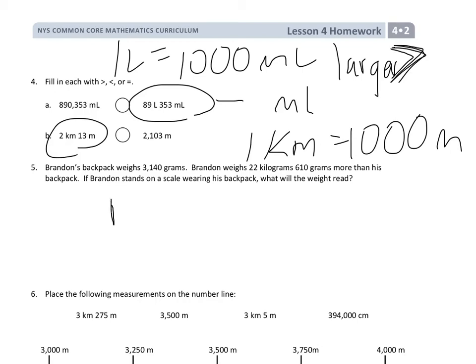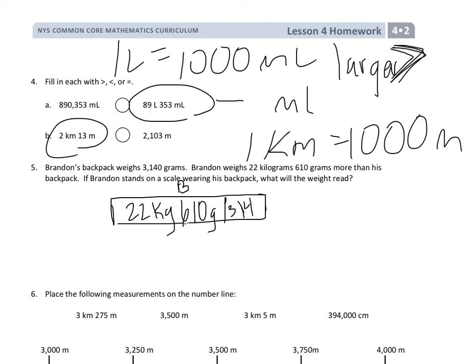So if you think about a tape diagram, we're trying to find what Brandon would weigh on the scale. Well, we know Brandon himself weighs, let's change that so it's in an appropriate place. We know Brandon himself weighs 22 kilograms and 610 grams. His backpack weighs 3,140 grams. So to figure out the total, students would need to combine those two.